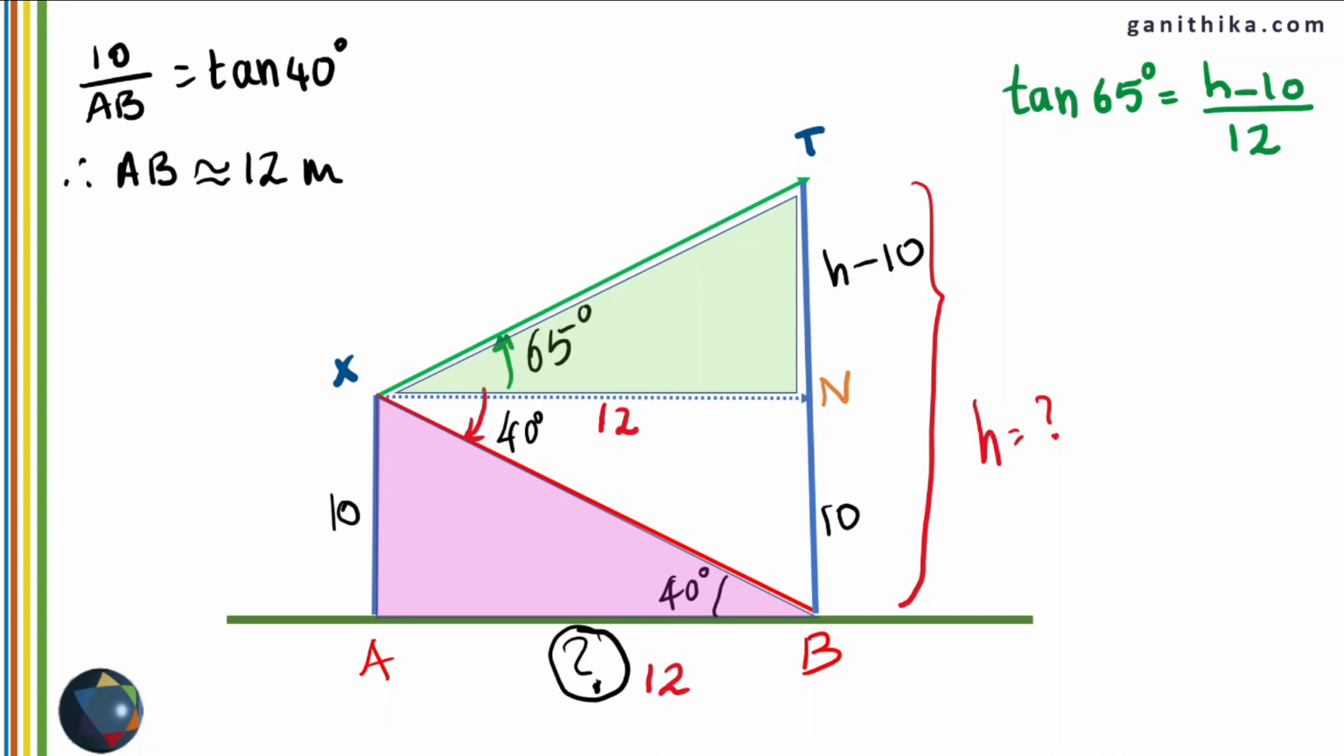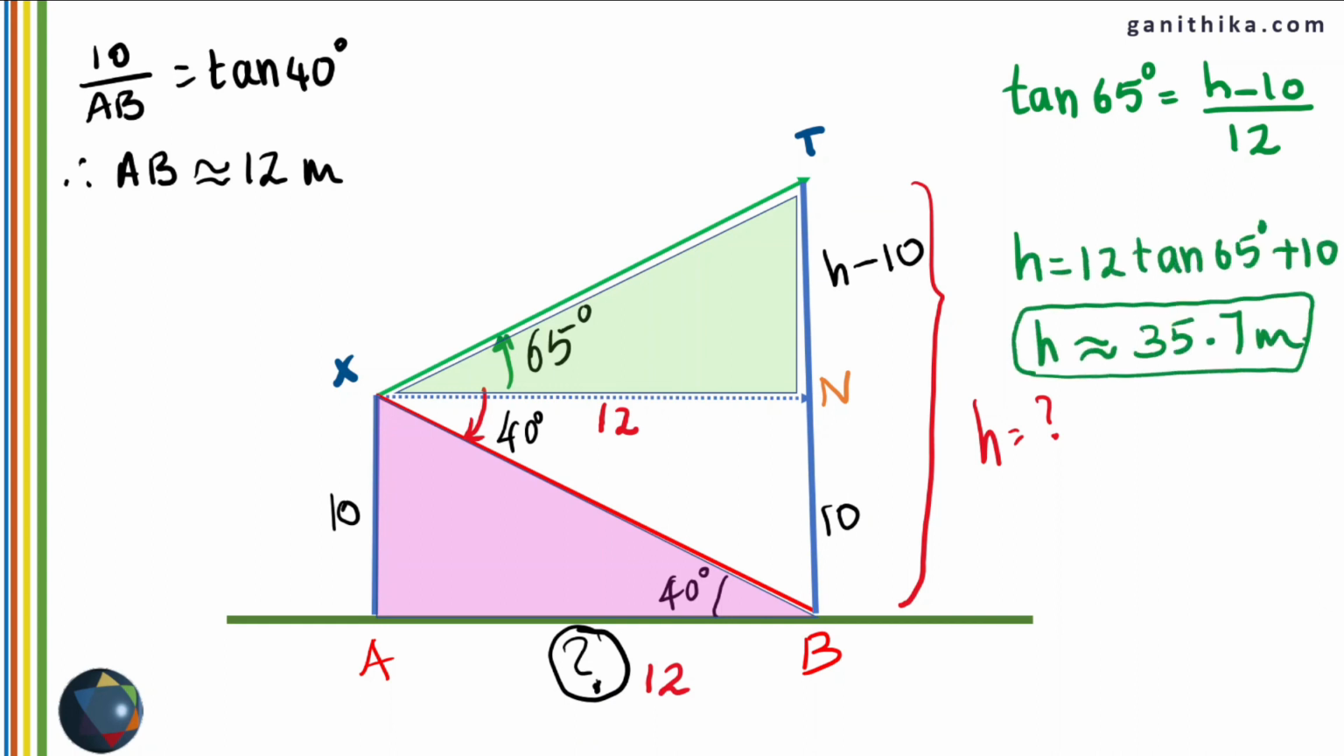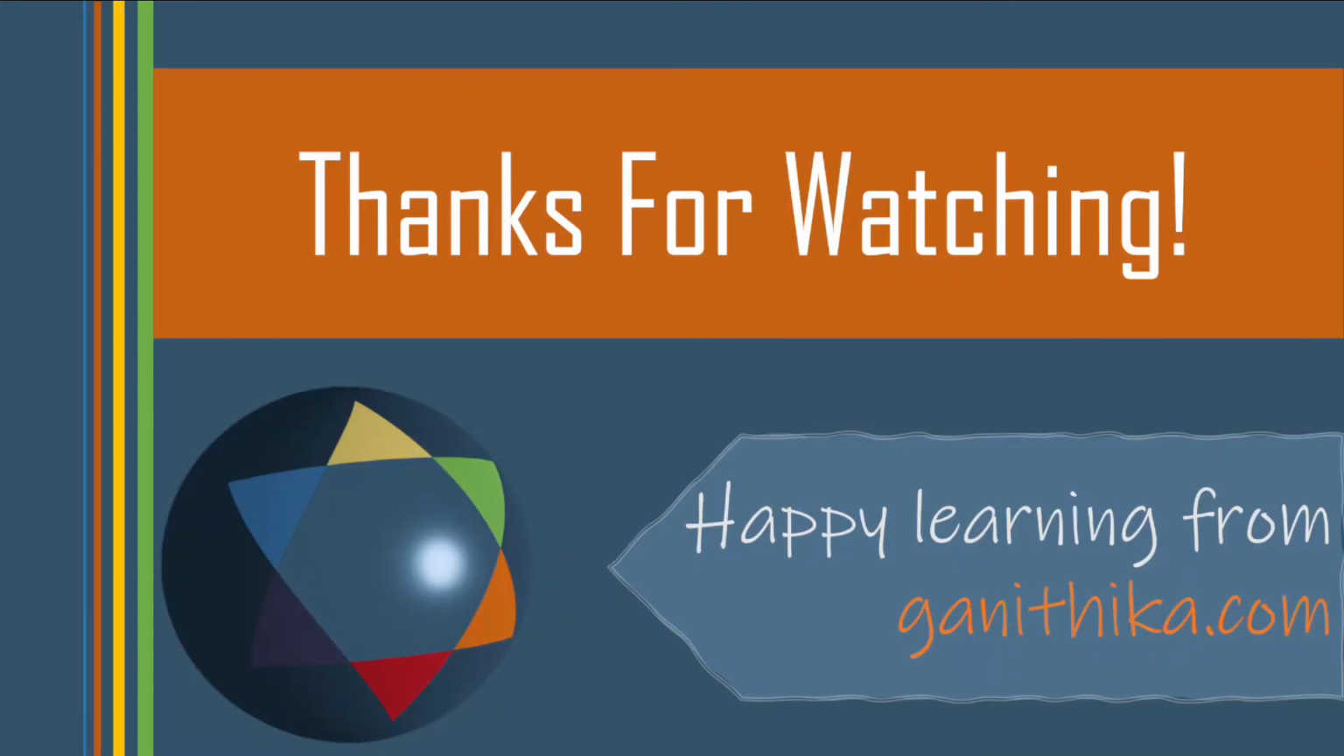Again, you can pause the video here and find an approximate value for h. So h is approximately equal to 35.7 meters. So the height of building B is equal to 35.7 meters. So this is how you use angle of elevation and depression in real life problems. Hope you understood this. Thanks for watching.